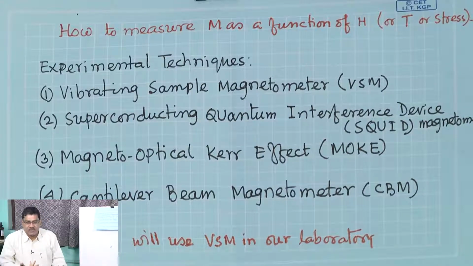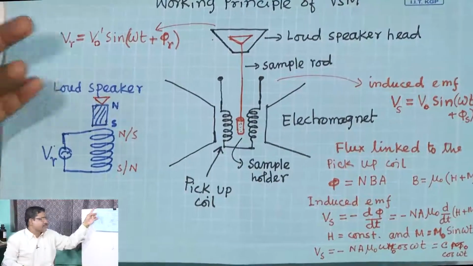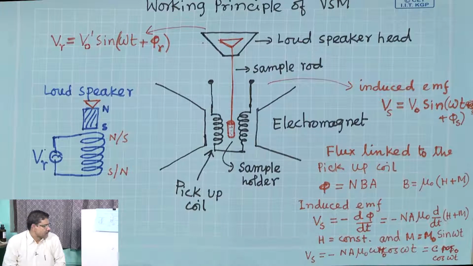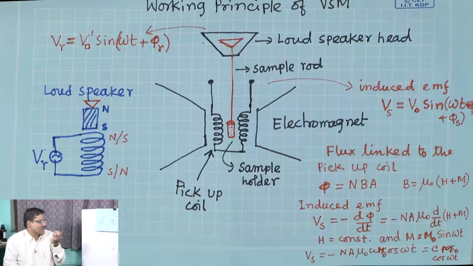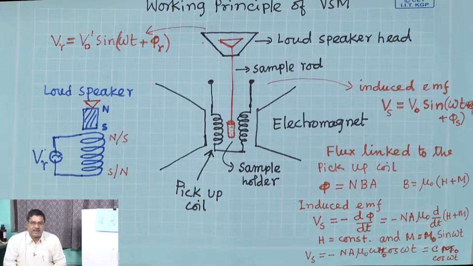So, what is VSM? What is the working principle of VSM? Let me tell you. The working principle of VSM is not very difficult. It is simple. I have a magnetic material, a ferromagnetic material. You can take cobalt, nickel or iron or any other ferromagnetic material. It can be in powder form, or in rod form, or in thin film, whatever.